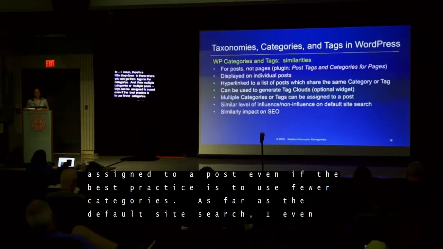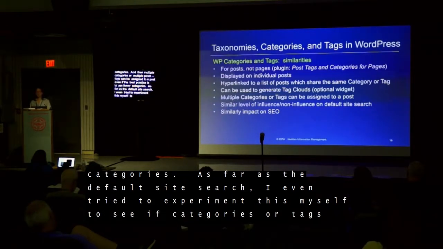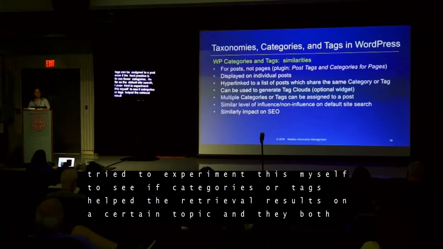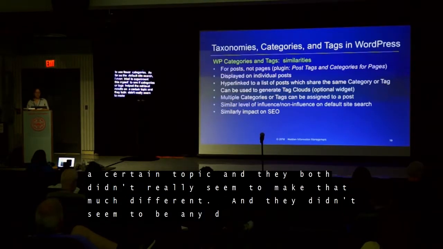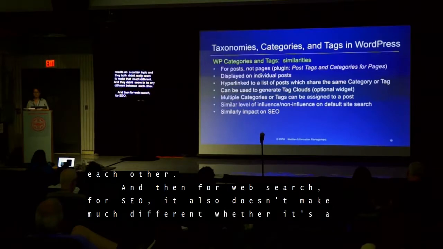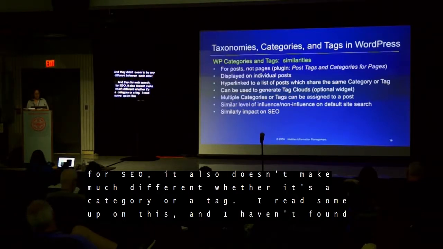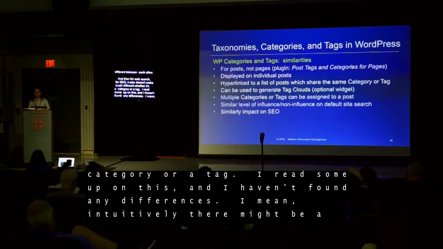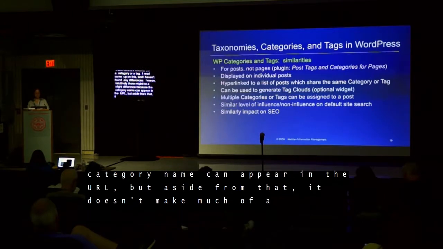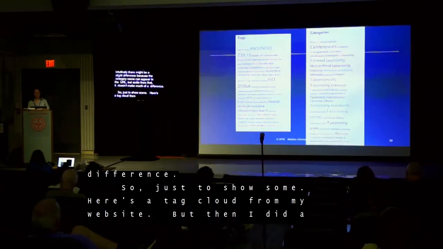As far as the default site search, I even tried to experiment myself to see if categories or tags helped the retrieval results on a certain topic, and they both didn't really seem to make that much difference, and they didn't seem to be any different between each other. And for web search, for SEO, it also doesn't make much difference whether it's a category or a tag. I've read up on this, and we haven't found any differences. Intuitively, there might be a slight difference because the category can appear in the URL. But aside from that, it doesn't make much of a difference. So just to show some, here's a tag cloud from my website, but then I did a category cloud too.